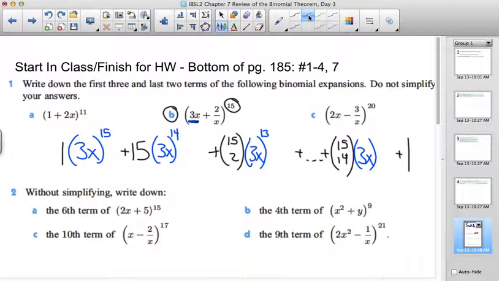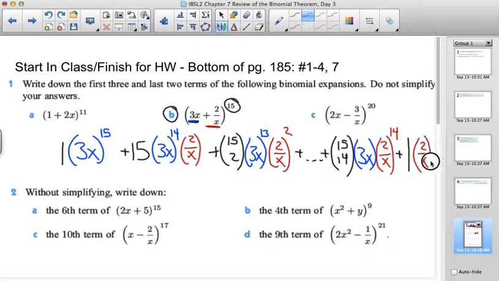So then if we look at our 2 over x, there will not be any 2 over x's in the first term. There will be a 2 over x to the first power in the second term. There will be a 2 over x squared in the third term. And then if we go all the way to the end, we're up to 2 over x to the 14th, and 2 over x to the 15th is our last term.